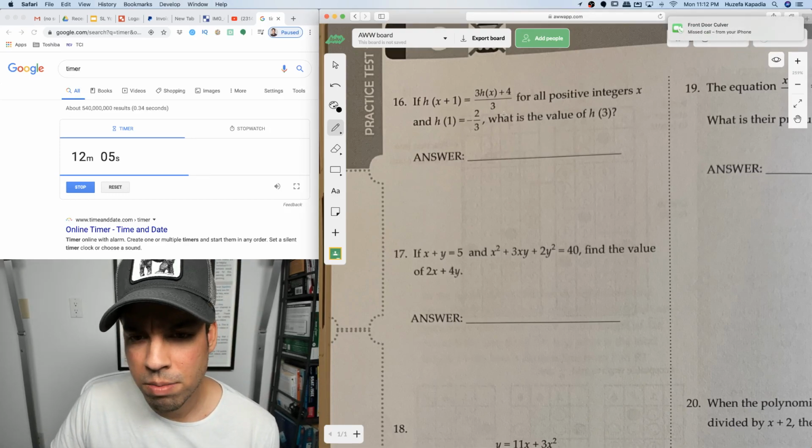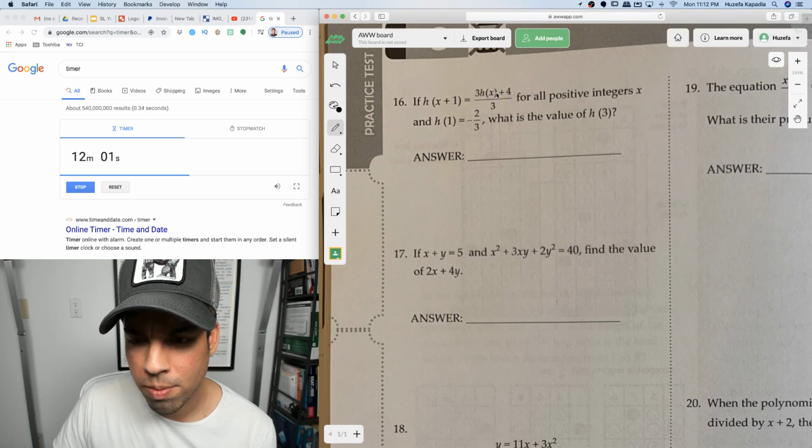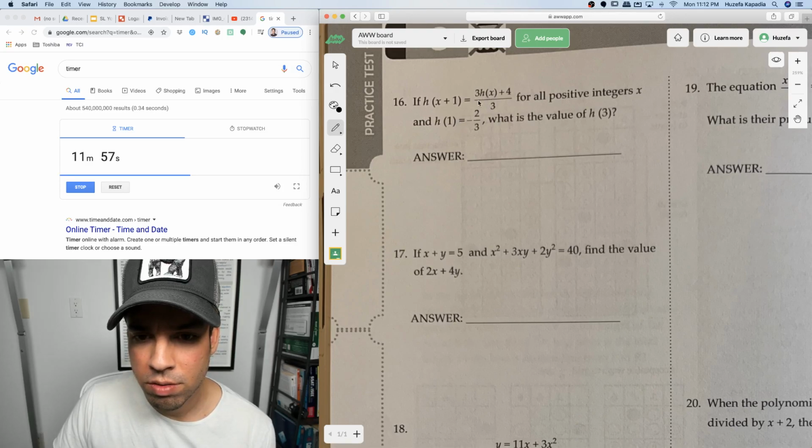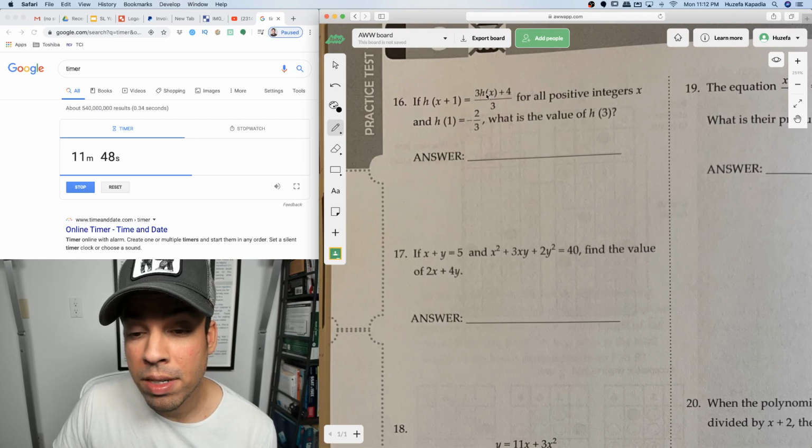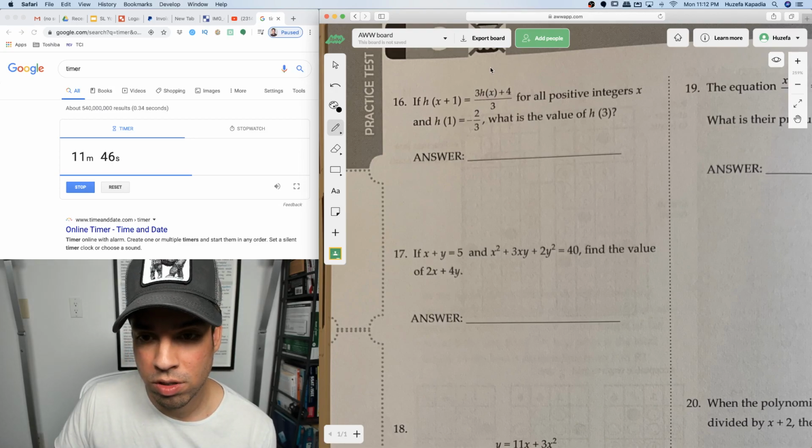That means I'm plugging in 0 for x, and I'm getting... hold on. What's the value of h of 3? Plug in 0 for x. And that's 2/3. Oh, that means that's -2/3. So that means h of x is negative.